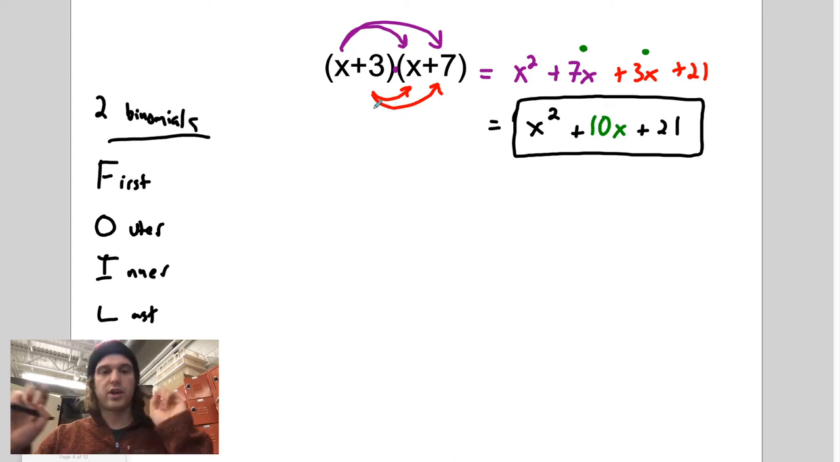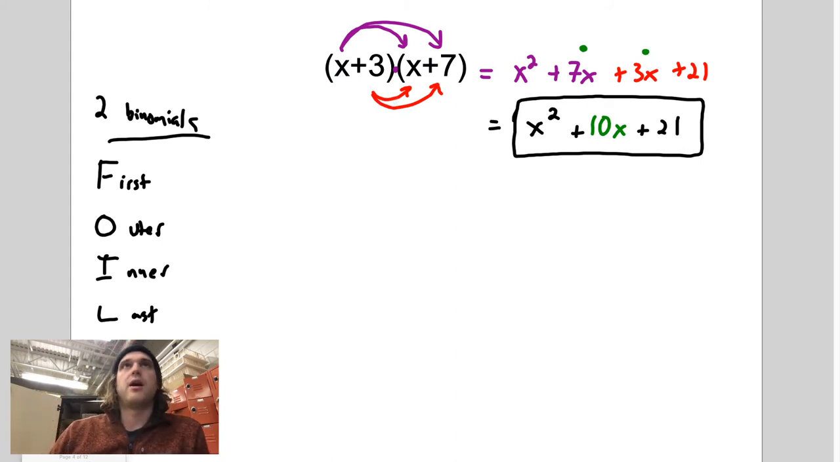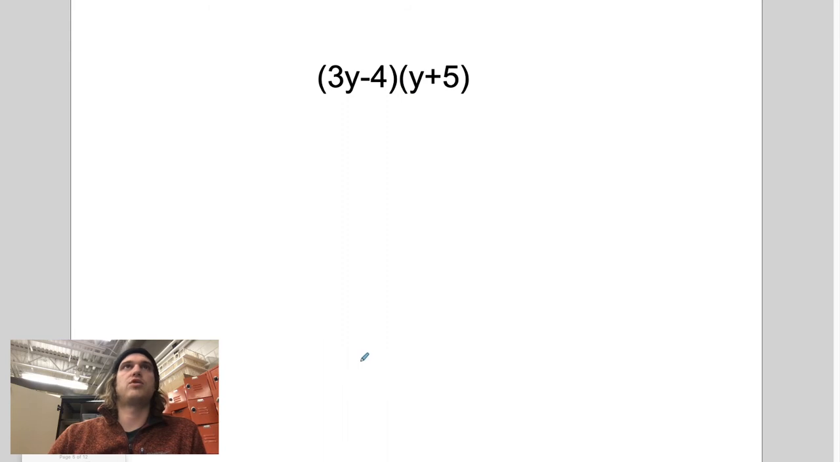So I like what I call the car method or the party method. These two cars are rolling up to a parking lot, and they need to make their introductions. So everyone from the first car needs to introduce themselves to everyone from the second car. Okay, let's do another one. We'll try this one, and then you guys can pause the video and try it on your own if you'd like. Okay, here we go.